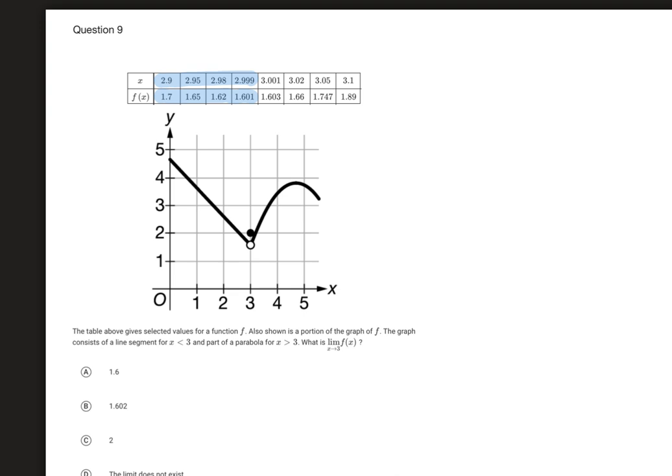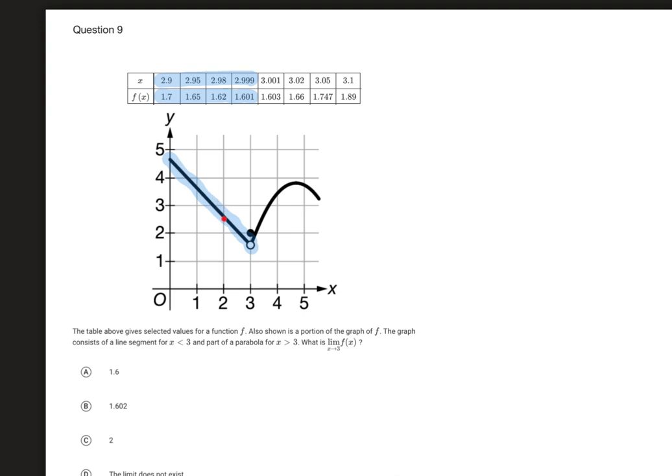So let's just focus on the function approaching 3 from the left. That's really just this piece right here. This is really more about noticing that you're dealing with a decreasing function. Notice this function's decreasing, decreasing, decreasing, right? At 2.99, some value really close to 3 but less than 3, the function equals 1.601.